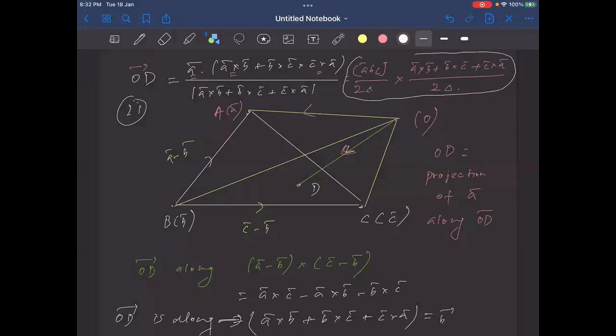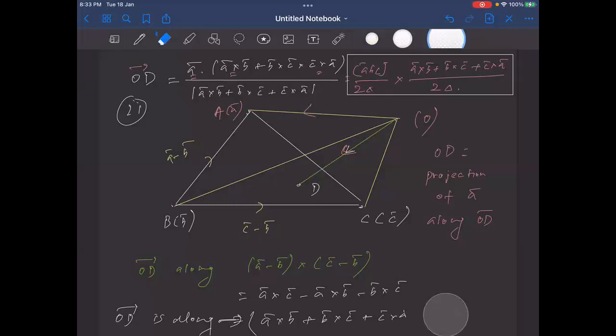We multiplied the distance by the unit vector and got the OD vector. Is it matching the given expression? Just see that. Is it matching? STP of ABC upon A cross B plus B cross C plus C cross A. Is it clear? The distance times the unit vector along this line gives this.